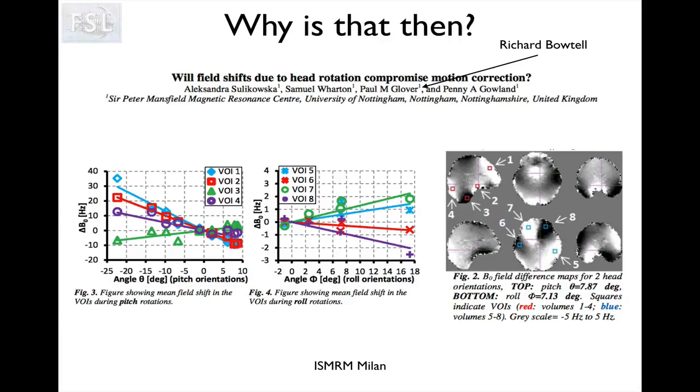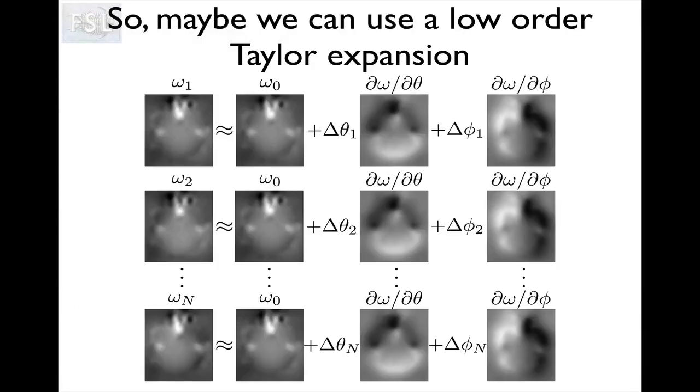Well, it looks like the rate of change of the field with respect to these rotations, so this is rotation around the x-axis, and this is rotation around the y-axis, it looks like the rate of change of the field is actually roughly linear with respect to these rotations. So that means that maybe we can use a low-order Taylor expansion.